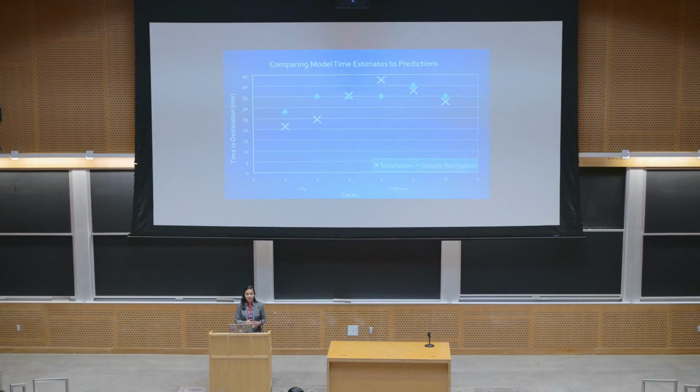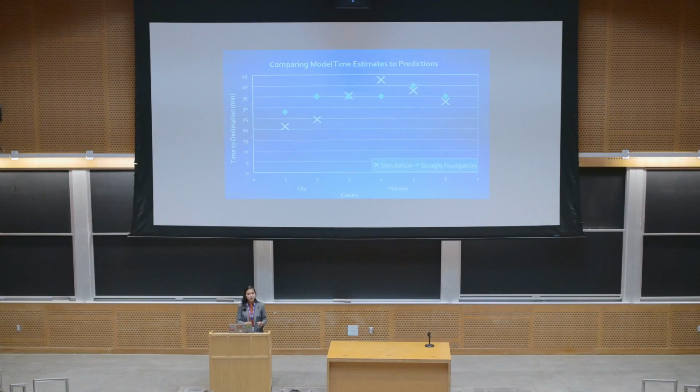This is a graph of our estimates compared to Google navigation estimates in free flow conditions. We have 6 cases represented here, and the y-axis is the time we think it will take to get to the destination. Cases 1 and 2, the blue diamonds are the Google Maps prediction, and the white X's are our prediction.